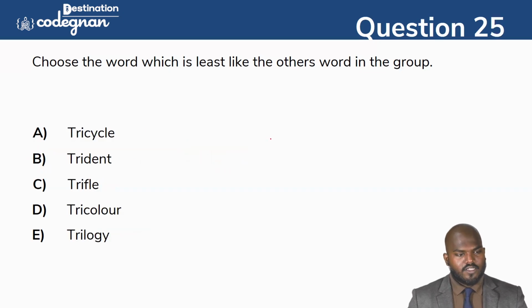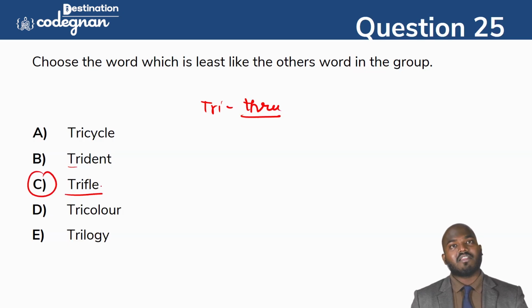Question 25. Tricycle, trident, trifle, tricolor, trilogy. What's meant by that? So we will go for this one. If you see, everywhere there is "try". What's meant by "try"? Try means we can call it a 3. Okay. So if you check, there is option C.